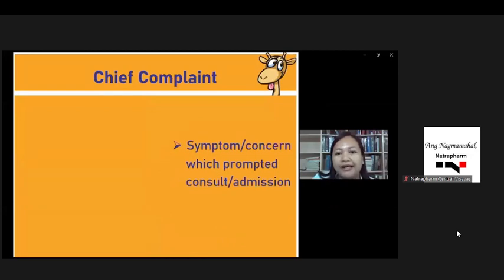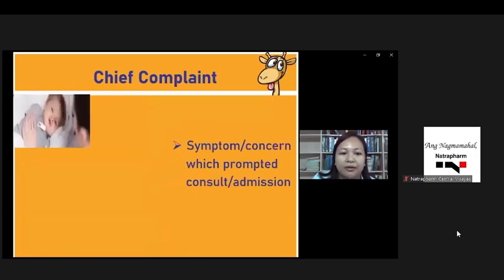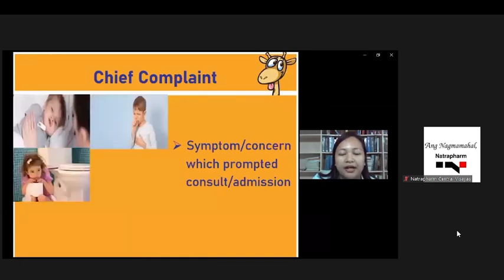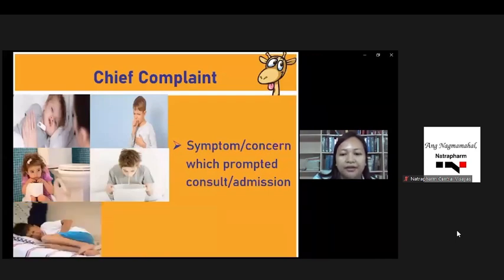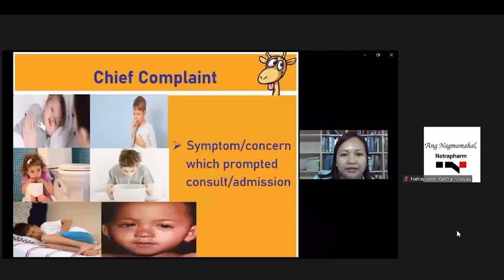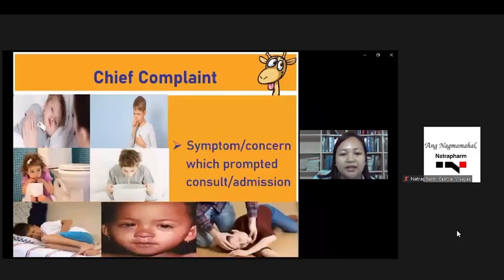So the chief complaint is the main reason causing the patient to seek care or be brought for consult or admission. The most common chief complaints for pediatric patients include fever, cough, LBM, vomiting, abdominal pain, rashes, and seizures.